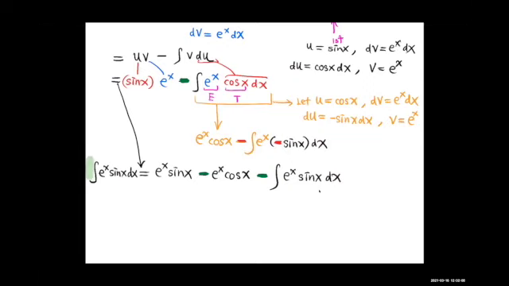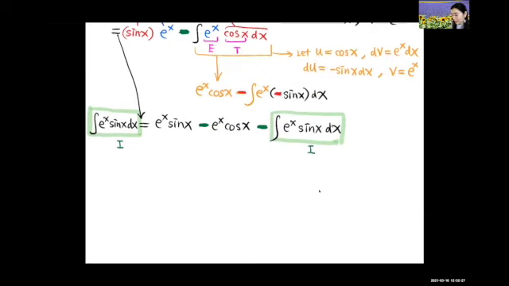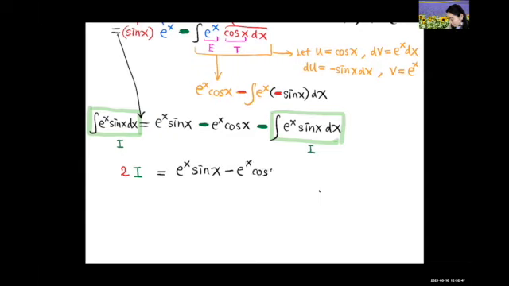So it's like an infinite loop? Oh, it's not an infinite loop. Remember, this integral is the one that we're trying to find, and we got this. Think about it as a variable. Let's call this I, the integral I. So I can add this to both sides, so I get 2I, right? 2 of this integral is equal to e to the x sine x minus e to the x cosine x. You can take out the common factor e to the x.